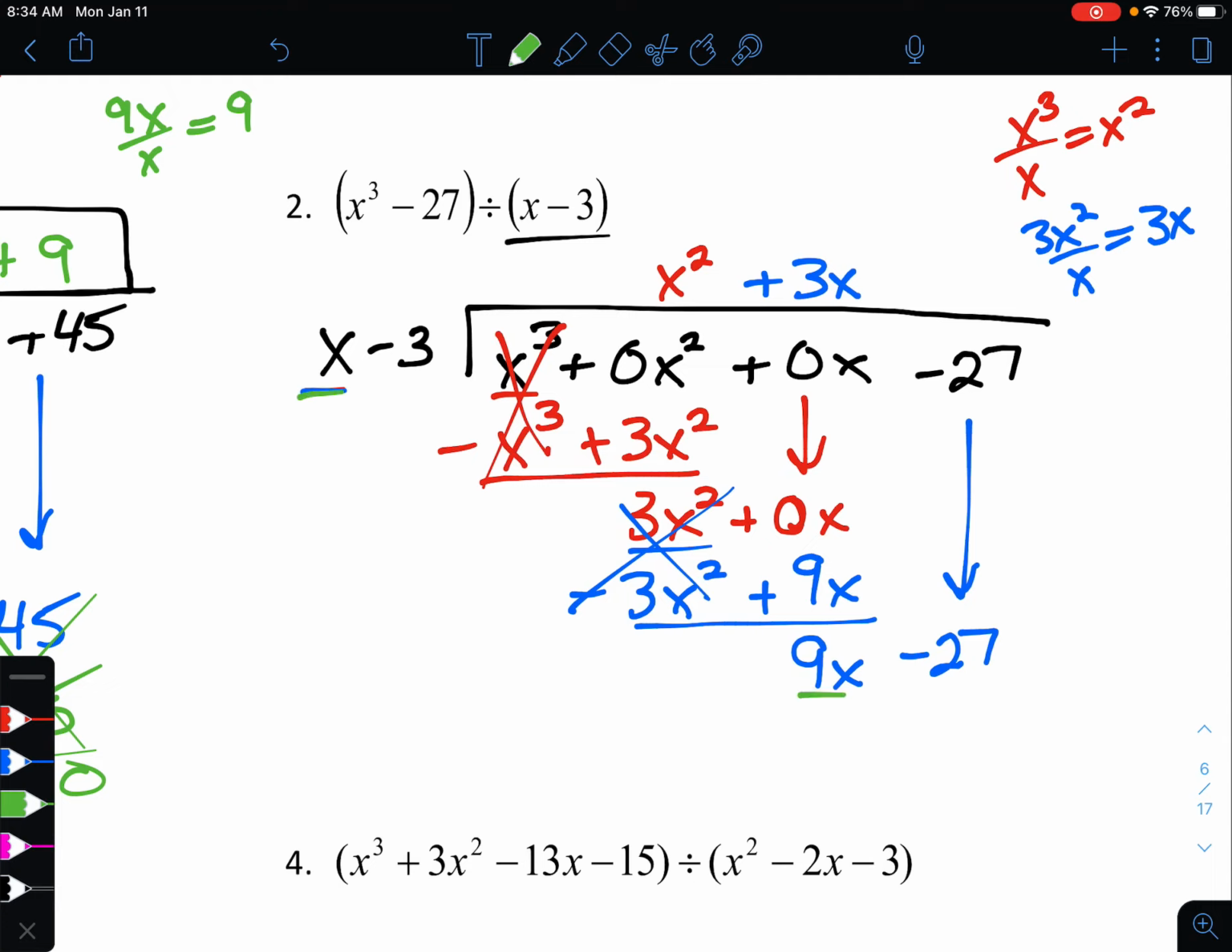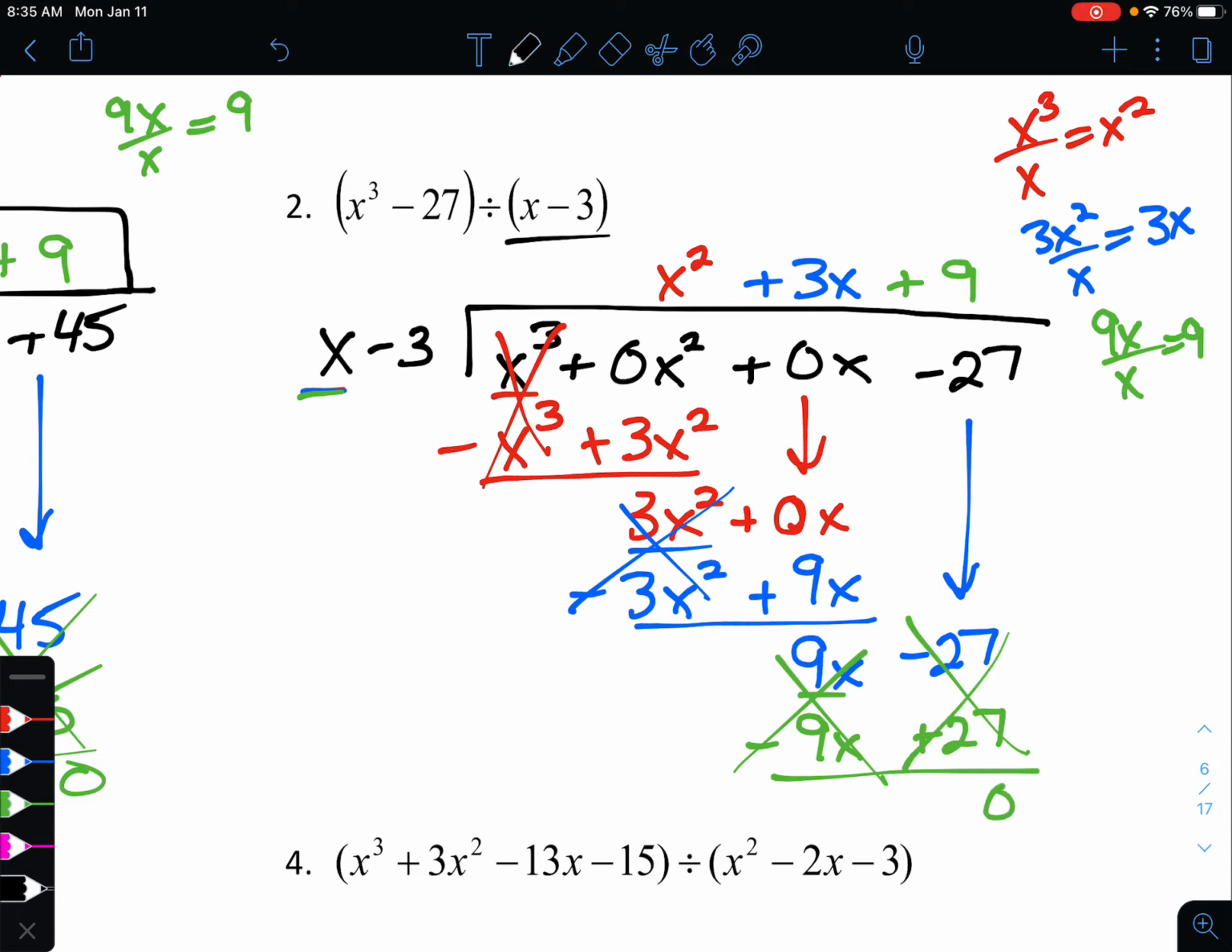So now we're taking 9x, dividing it by x. 9x divided by x is 9. So we'll put a plus 9 above. Distribute that so we get 9x minus 27. To subtract, change both of those to be opposites. 9x minus 9x is 0. Negative 27 plus 27 is 0. So that means our remainder is 0. So once again, actually, this is just going to be our final answer.